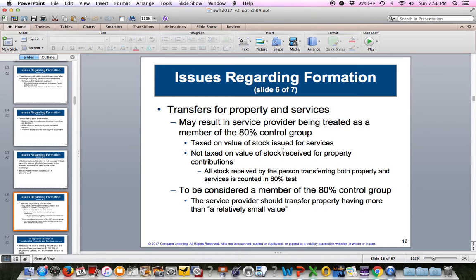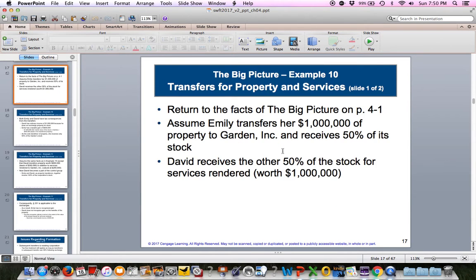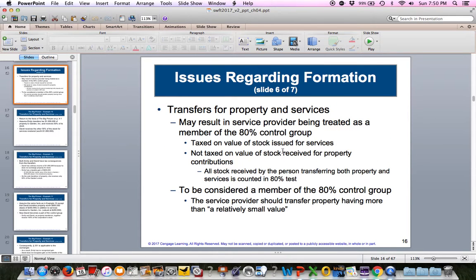So there's a difference between services provided and actual assets contributed. All stock received by the person transferring both property and services is counted towards the 80% test. To be considered a member of the 80% control group, the service provider should transfer property having more than a relatively small value. So just basically value property with some true value to it, not just some token amount.